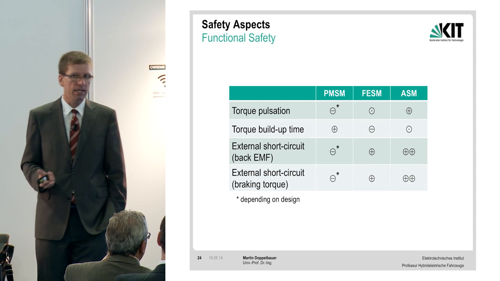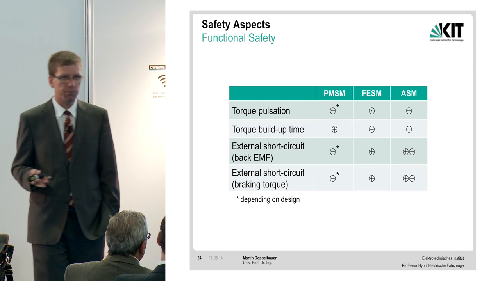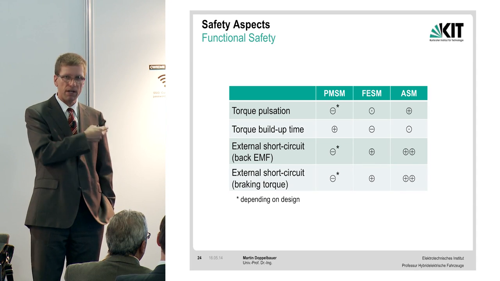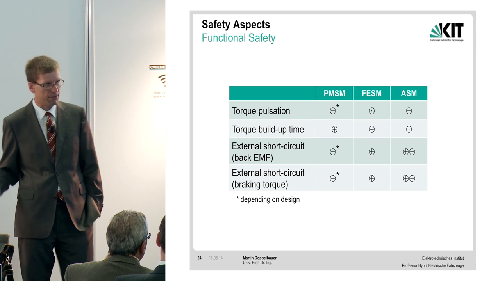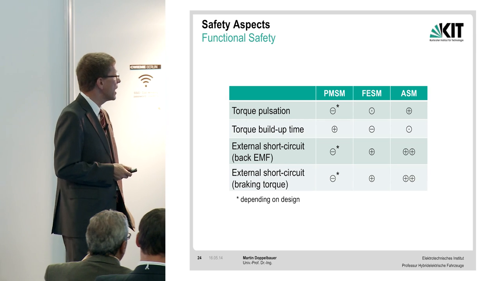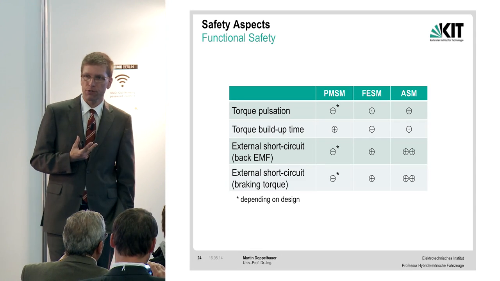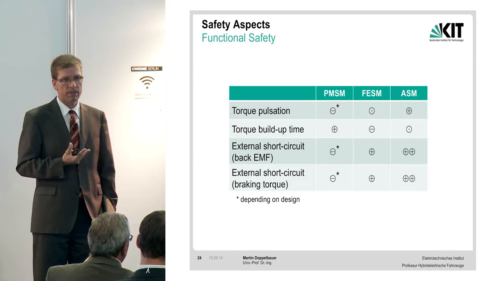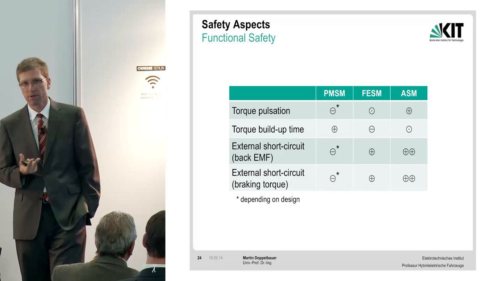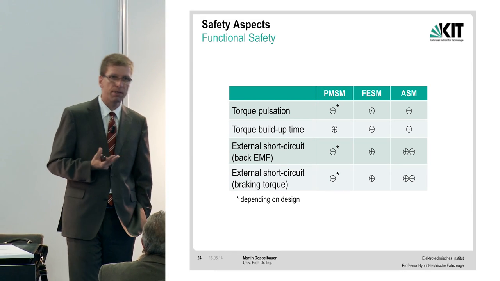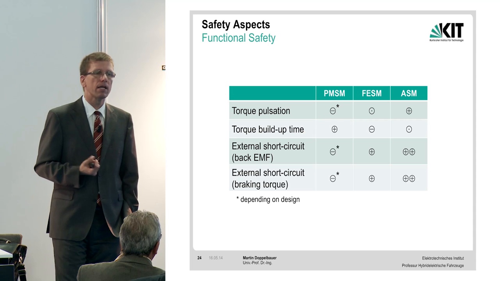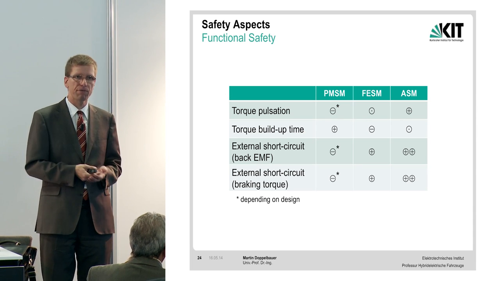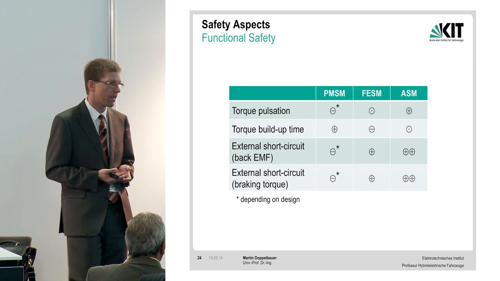But in reality, unless you want a super performing sports car, I think we agree that all three machines are much faster than what you would expect from your car. So that's not a real problem. What happens if you have an external short circuit? That could happen through an accident. It could happen through a failure in the electronics, power electronics. Some manufacturers even design their power electronics so that in case of a failure, they produce a short circuit.